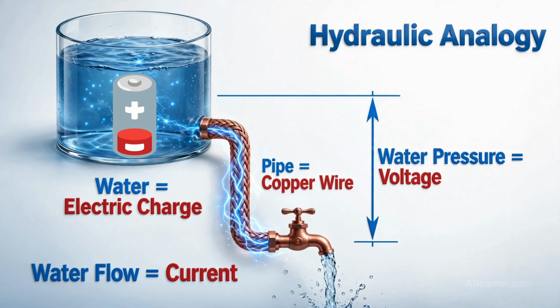So you can remember it like this. Voltage provides the push, and current is the flow of electric charge. This water analogy is not exactly the same as electricity, but it gives us a simple way to understand how voltage and current are related.